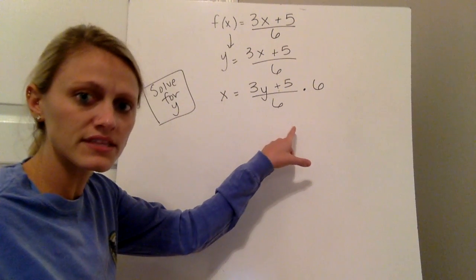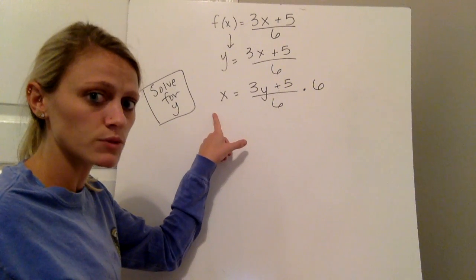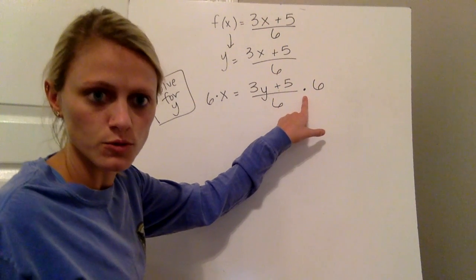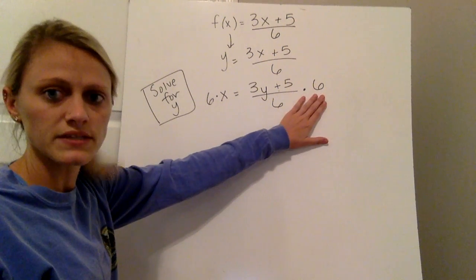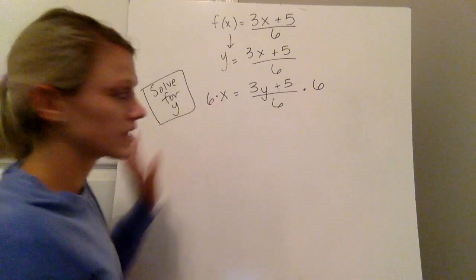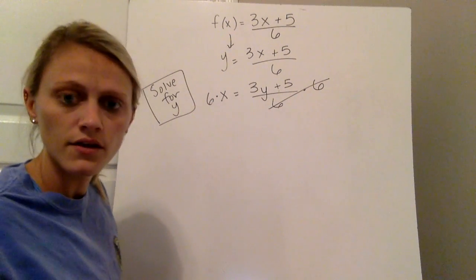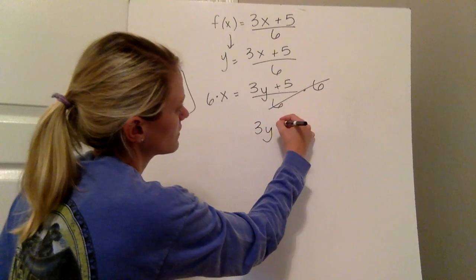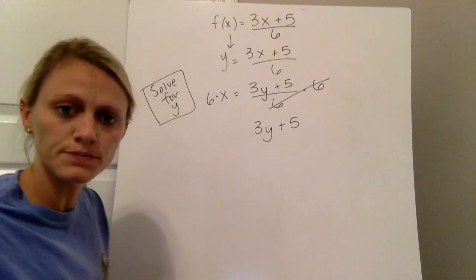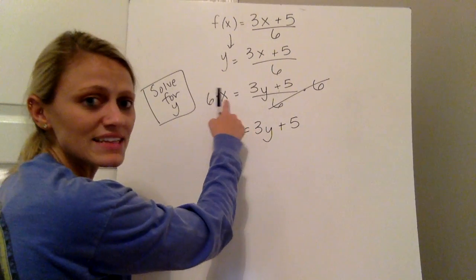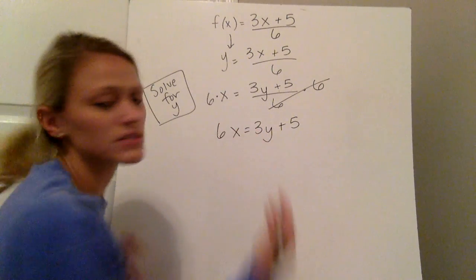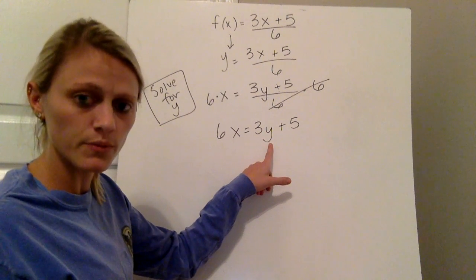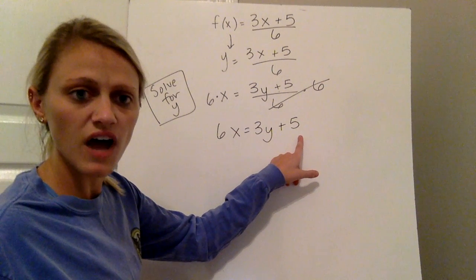So I'm going to multiply this side by 6, which means I have to multiply this side by 6. I'm just using my dots for multiplication. The 6's cancel, so I'm left with 3y plus 5 over here. On this side, I've got 6 times x, which I'll write as 6x. Remember, getting the y by itself. Keep remembering that. Now we're going to look at this 5.